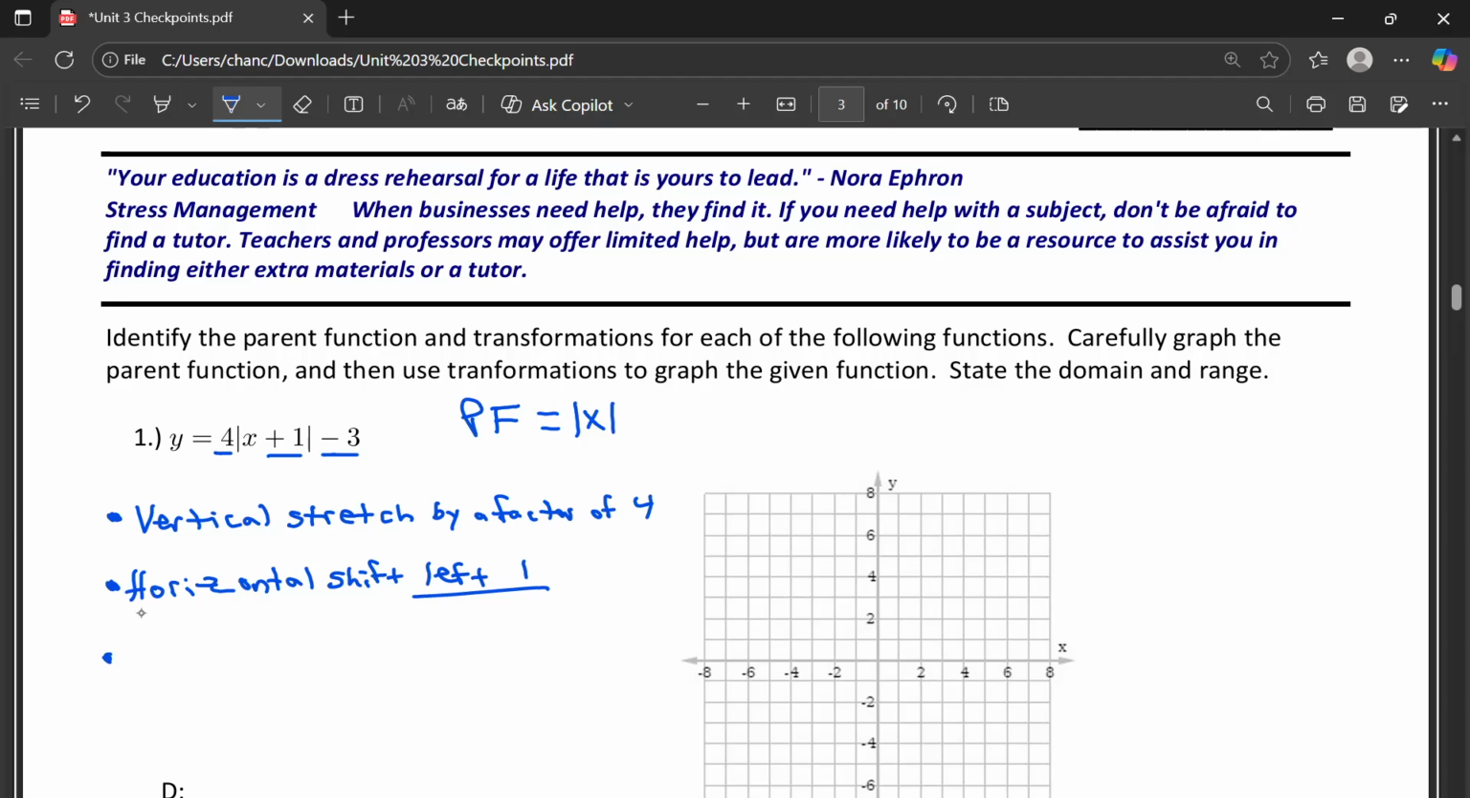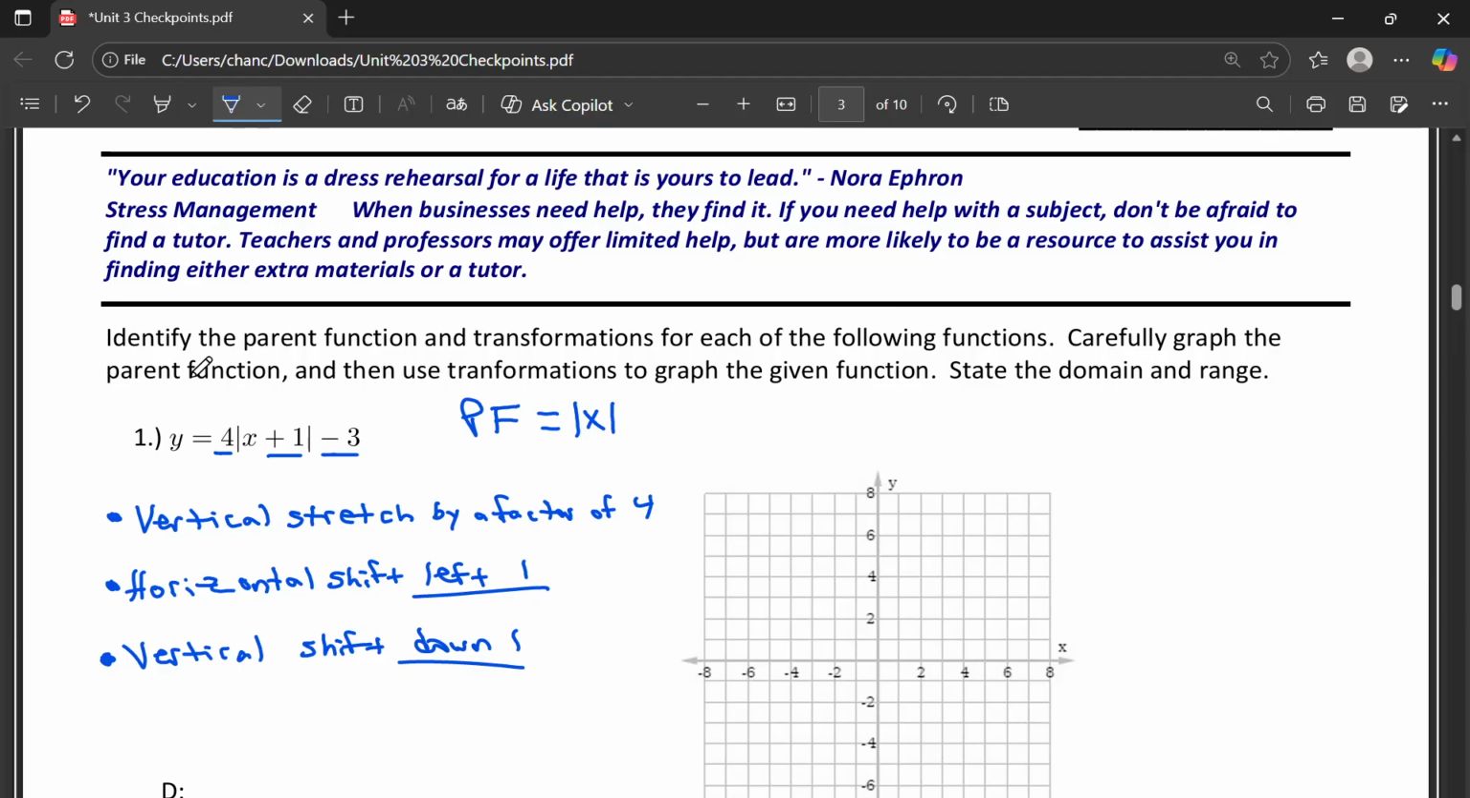And then the next thing we have is the minus 3. That is on the outside of the parent function, so it's going to be in up-down direction. I just have to decide if it's up or down. Since it's a minus sign, it's going to be down. So we have a vertical shift down 1. And if you just say down 1, that's fine. Okay, I've identified the parent function and the transformations.